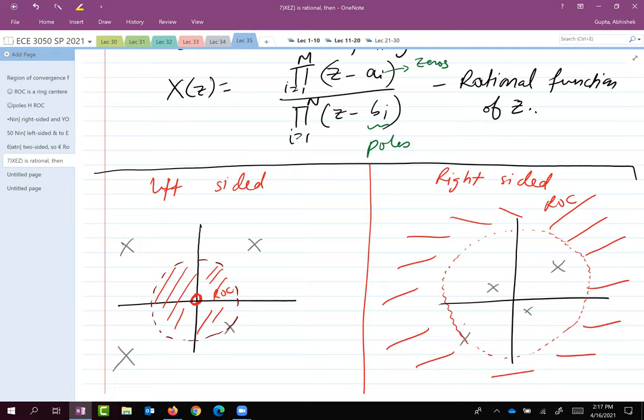So these are all the properties of region of convergence that we needed to know. Now we can talk about the two important properties of LTI system, causality and stability, for discrete time systems using this concept of Z transform and the concept of region of convergence.